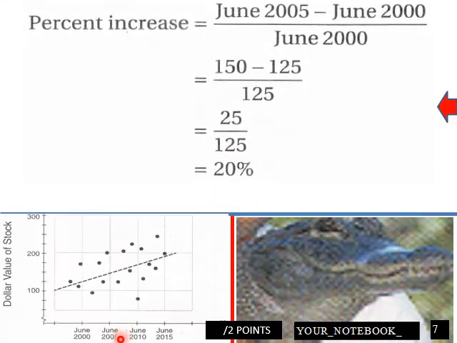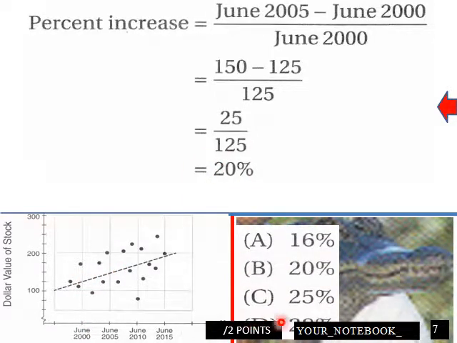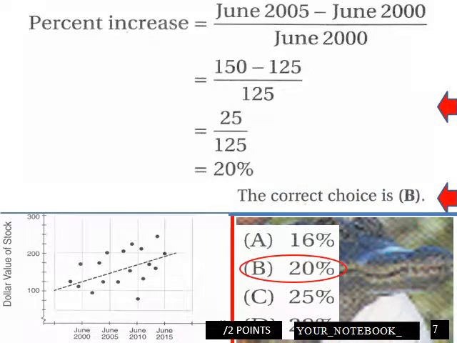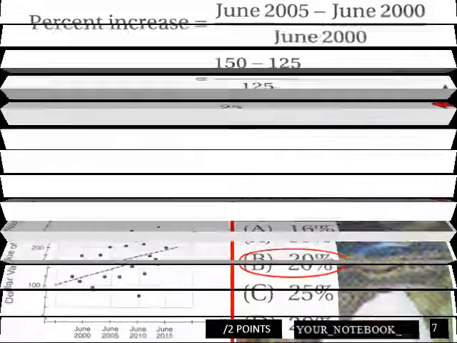Here are the increases. So we would take the 2 points here, June 2005 minus June 2000, over June 2000, and we get a 20% increase. So it'll be B for that. The correct choice would be B.